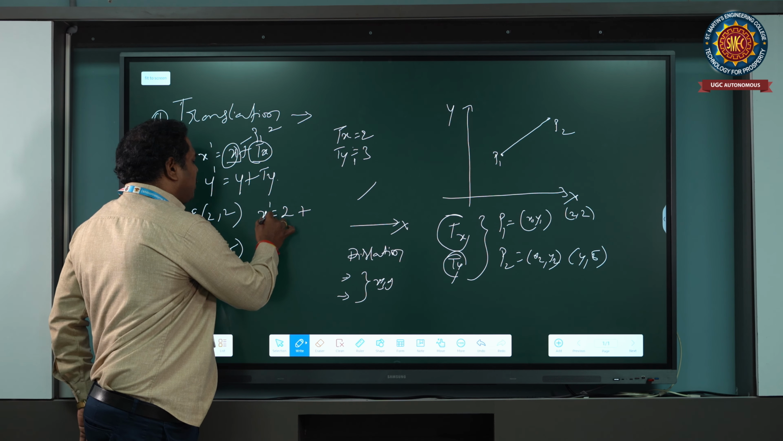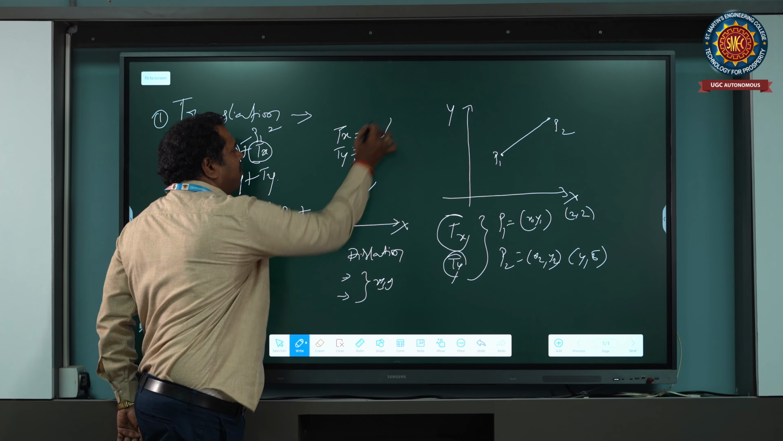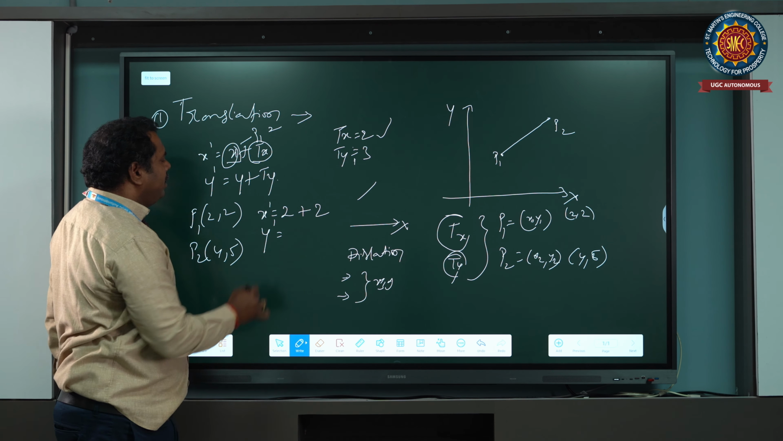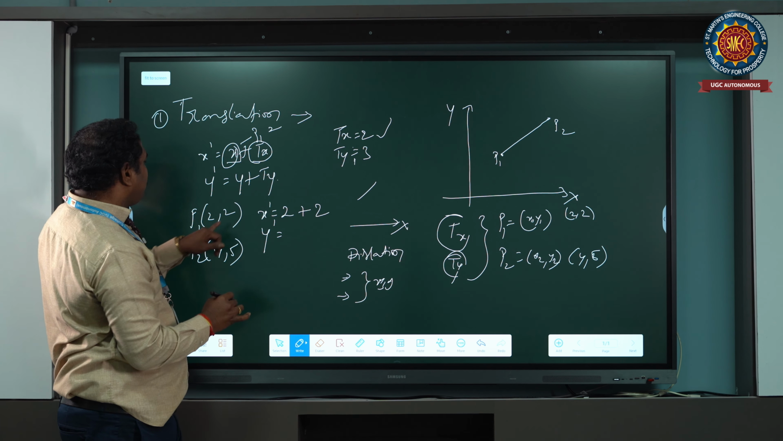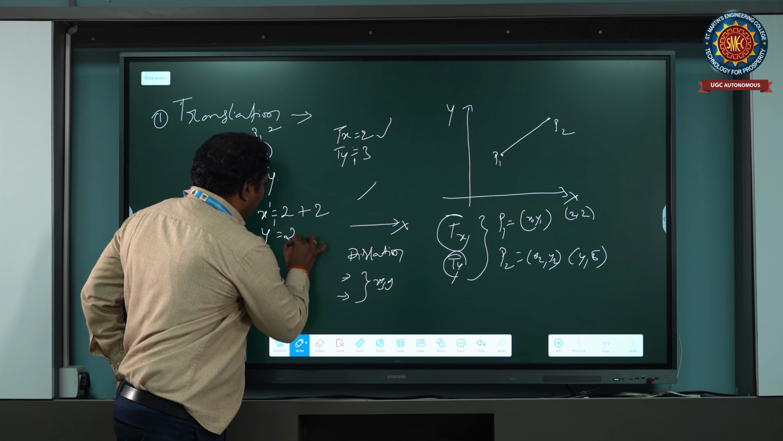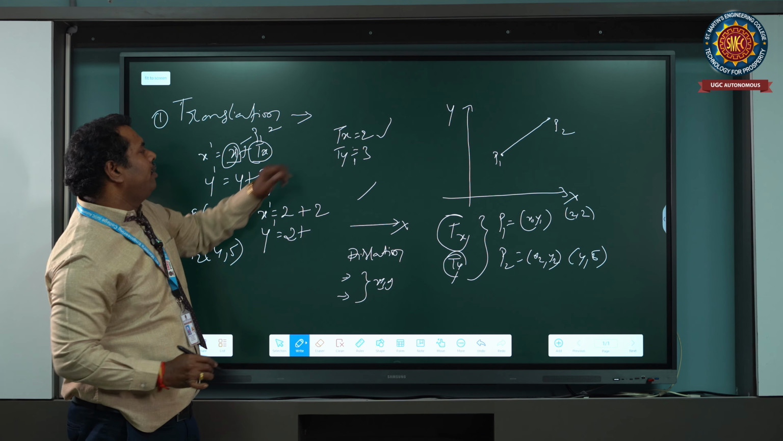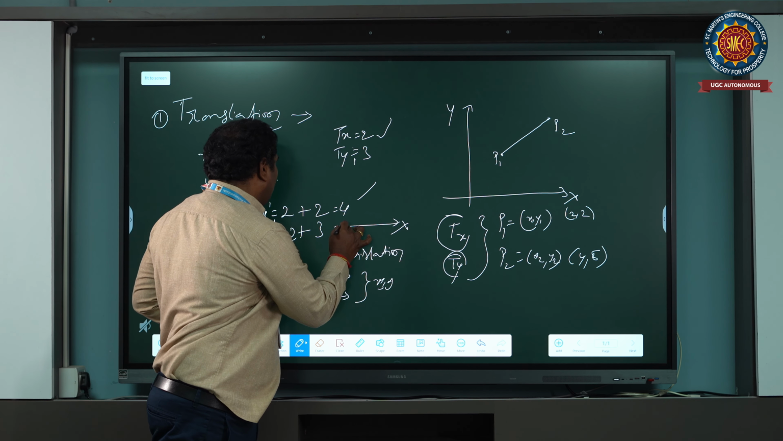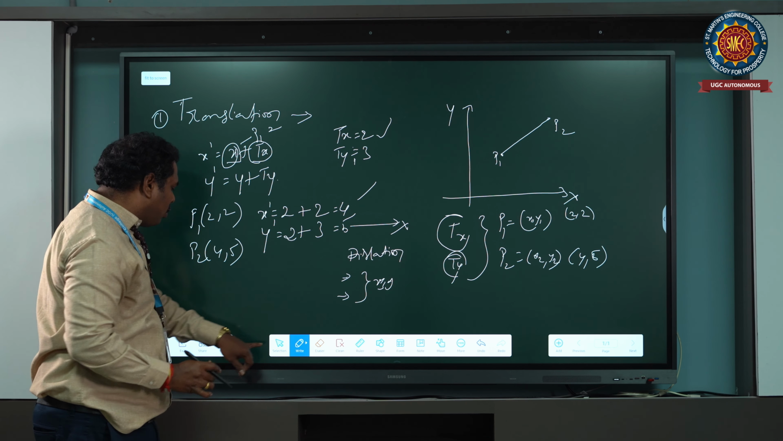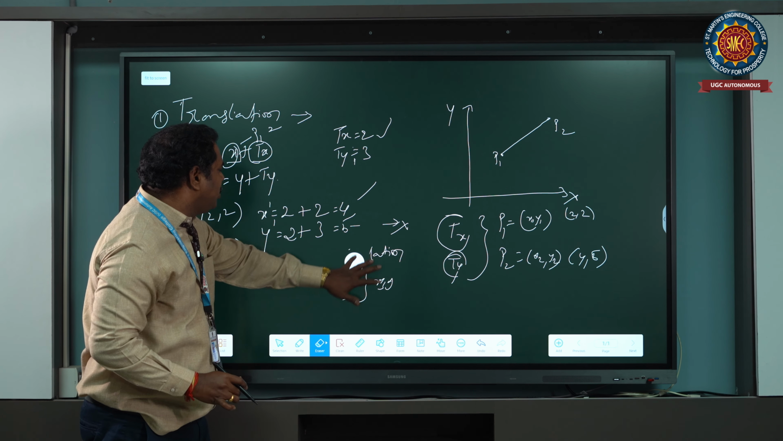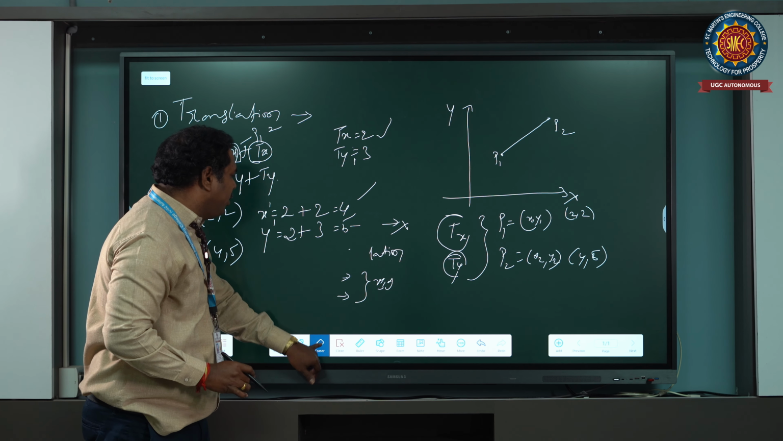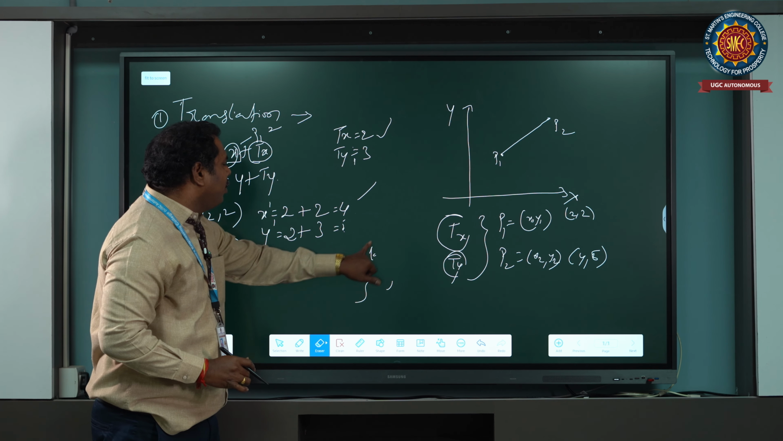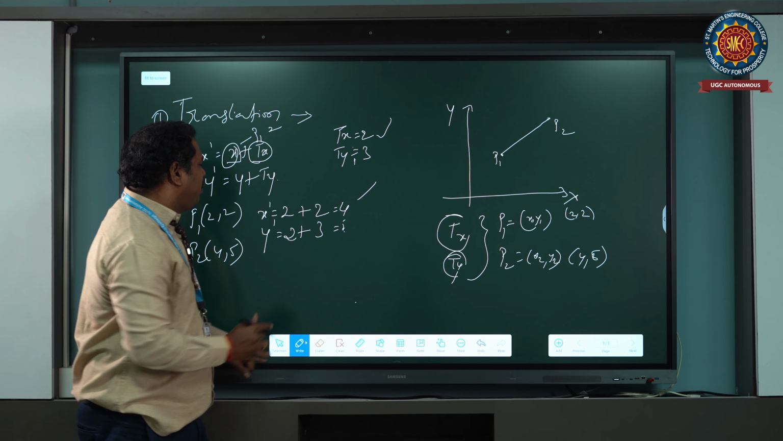Here we need to find x bar. x bar equals 2 plus Tx equal to 2, and for y bar the existing y value equals 2. Then I will give a ty value of 3. Finally you are getting the new point 4, 5. Using these values we get the x bar and y bar of P1 only.